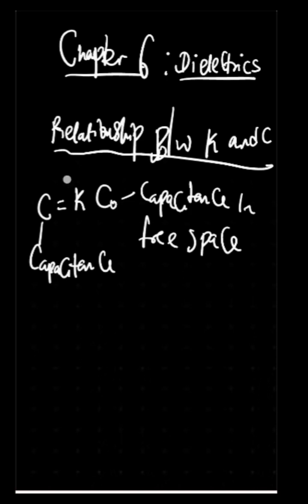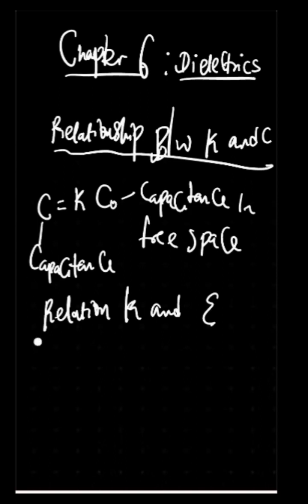Also, we have talked about the relationship between K and C. Let's talk about the relationship between K, the dielectric constant, and the permittivity constant, epsilon. The relationship is given as: the permittivity constant is equal to the dielectric constant multiplied by the permittivity constant of free space. Are we there? Okay.